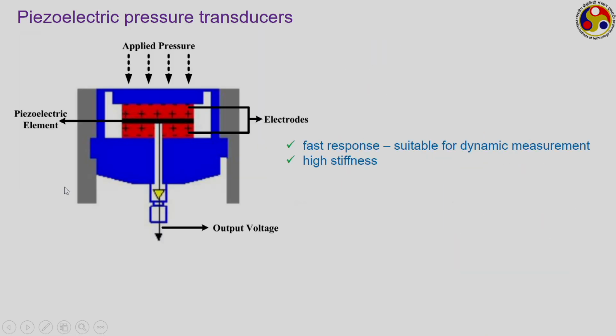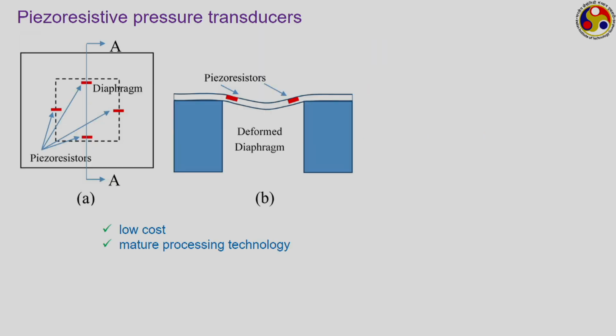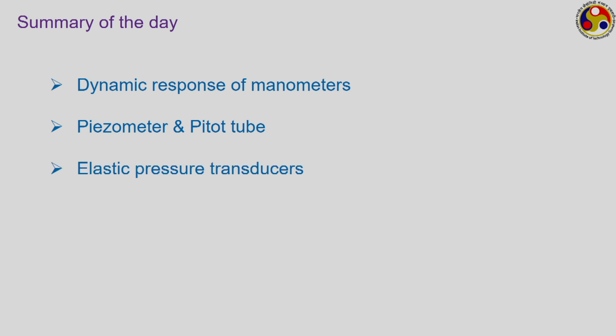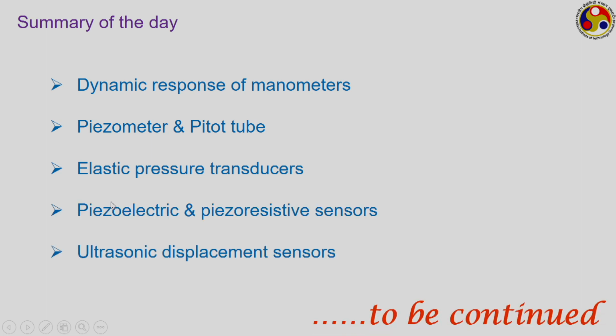I would like to keep it up to this today. I had planned to talk about a few other devices, but I shall be coming back to this in the next lecture. So, to summarize today's content, we have talked about the dynamic response of manometers, then we talked about piezometers and pitot tubes, how to measure the static and dynamic pressures or the stagnation pressure separately, and also a way of measuring velocities. Then we discussed the elastic pressure transducers. The other devices that I have mentioned here, I shall be discussing in the next lecture.